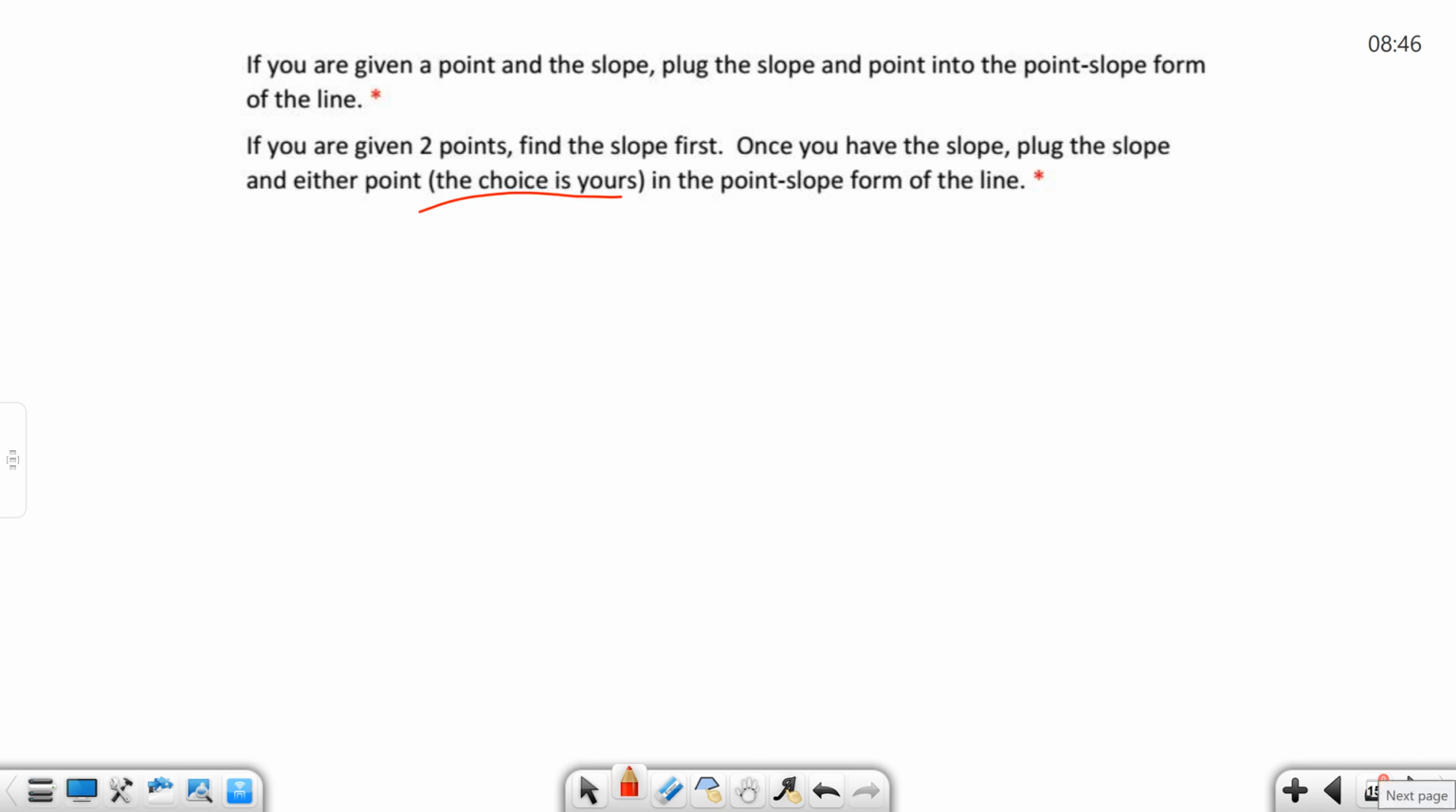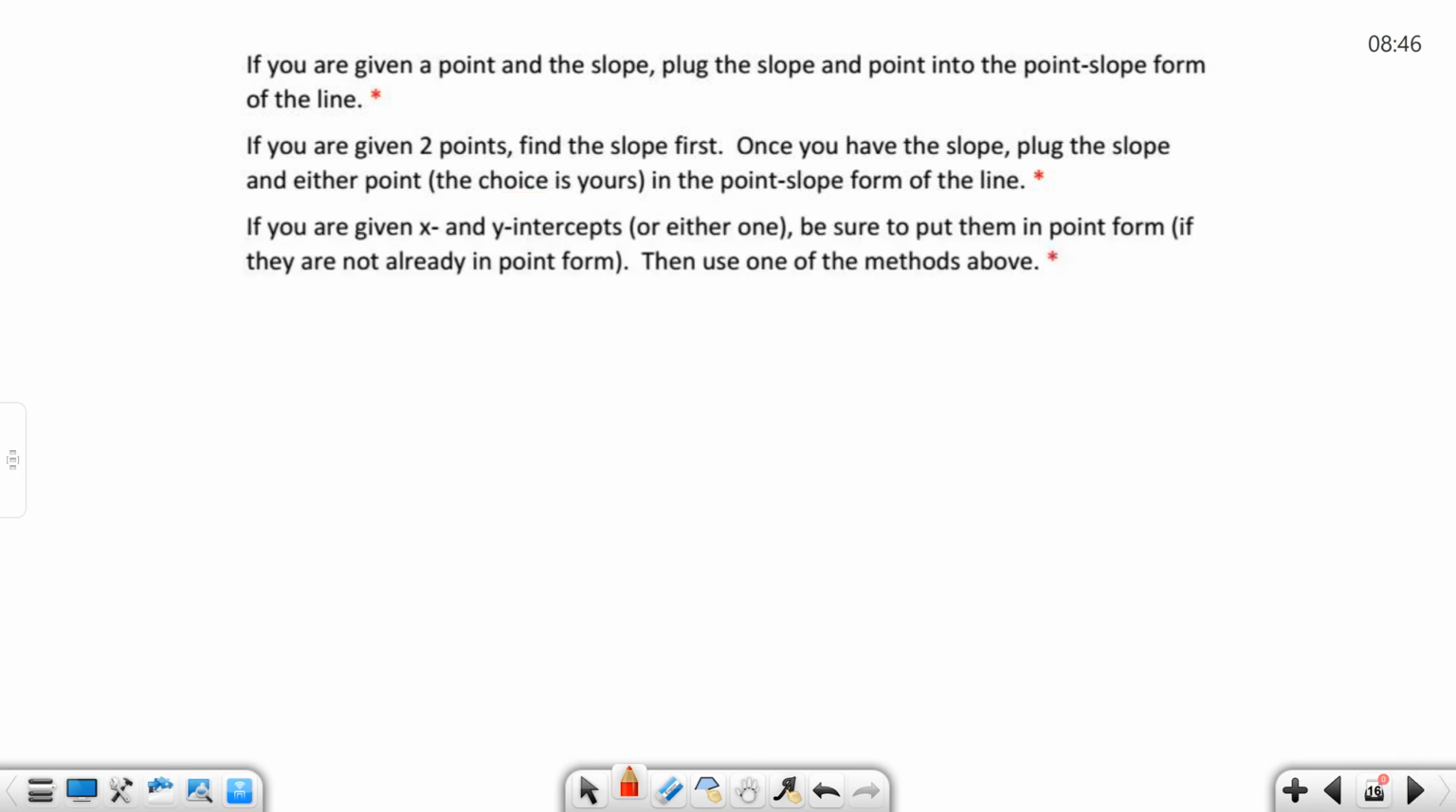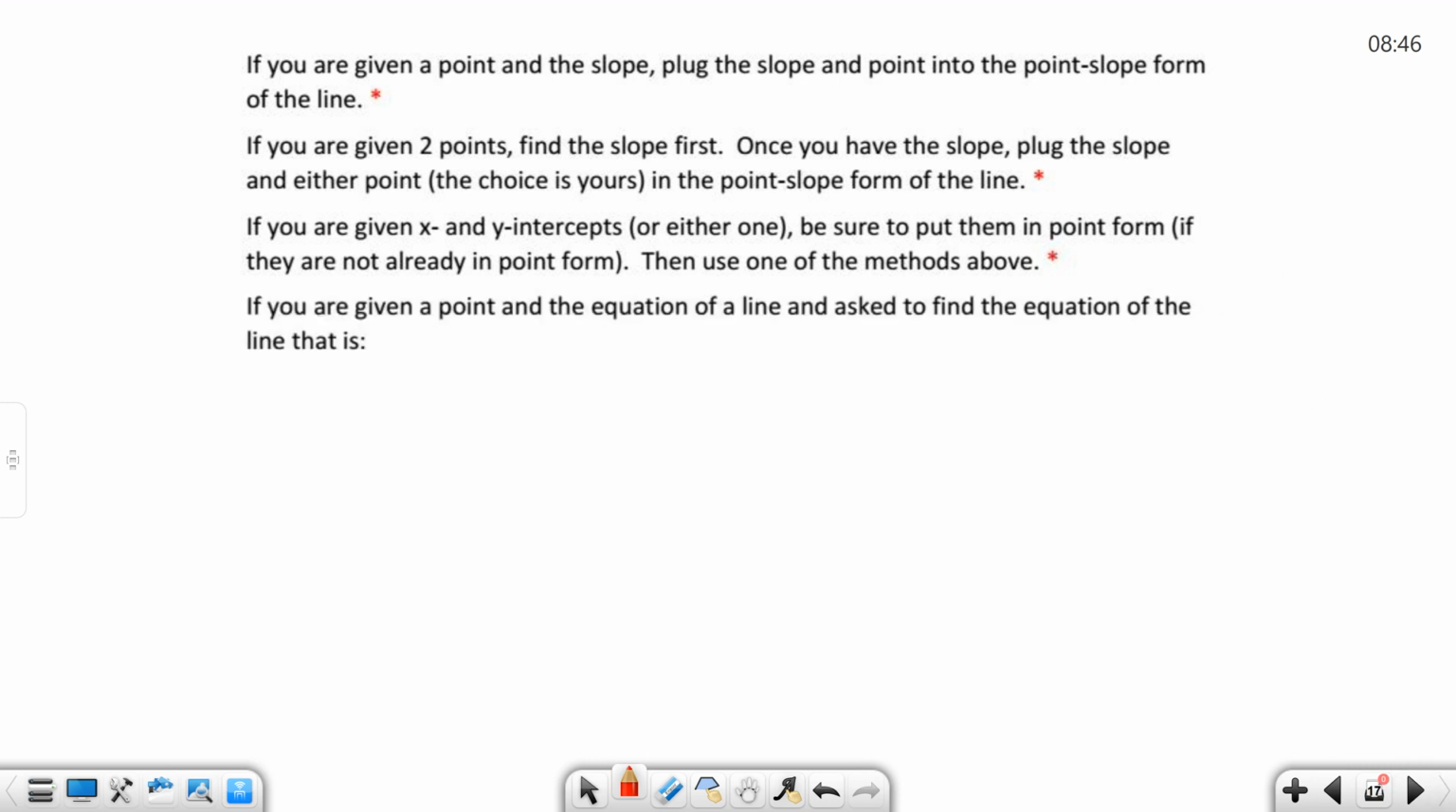Okay? What if you're given x and y intercepts, or either one? Be sure to put them in point form if they're not already in point form. What I mean is if you're told the x-intercept is 4, then put that in (4, 0) form, right? x is 4, y is 0. Intercept means the other variable is always 0. So if x is 4, y has got to be 0. There's a point. Now use it with whatever else you're given, and you can have 2 points there, okay? And you can find the slope, do whatever you need to do.